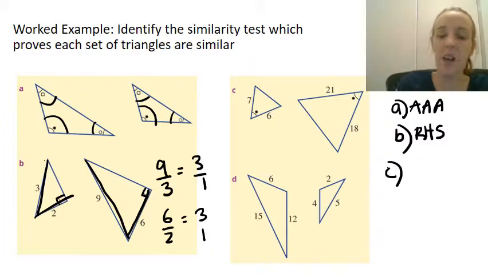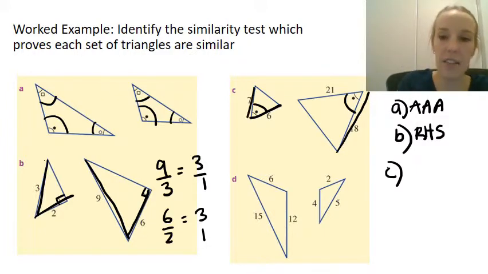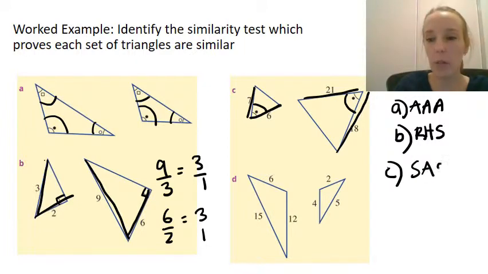For C, we have corresponding angles that are equal, and then we're looking at the sides here, so the ratio of the sides. So this one is 6, and this one is 18, so the one on the right is 3 times as big. This one's 7, 21, 3 times as big, so we have side, angle, side, making them similar figures there. And our last one, which you could probably guess what our test is going to be, but we'll go over it anyway.